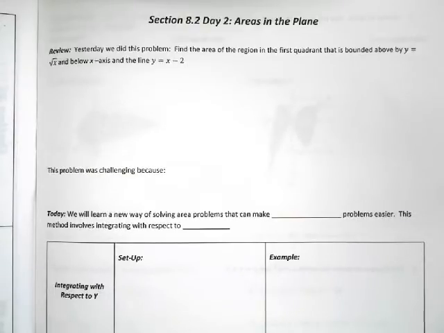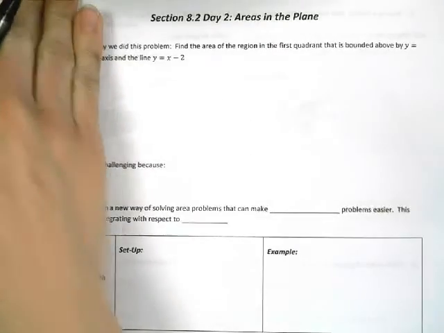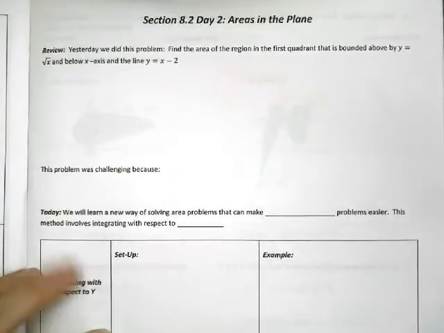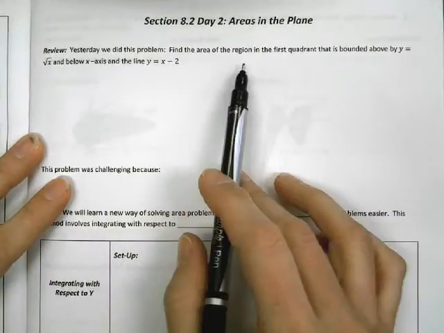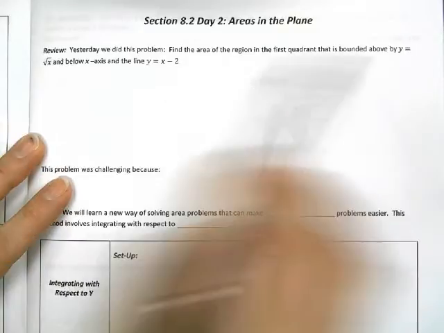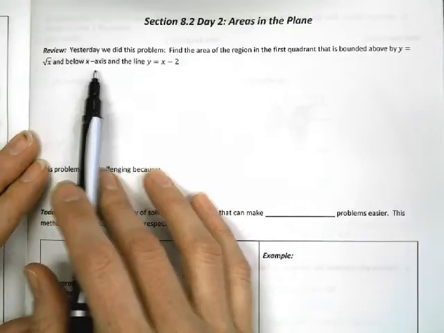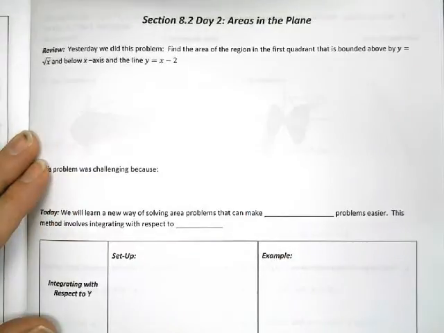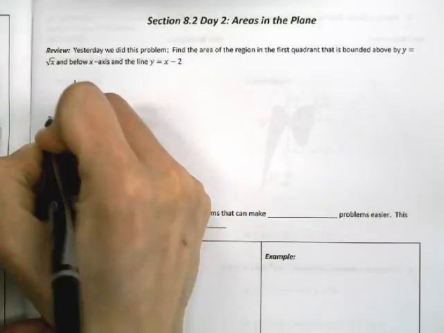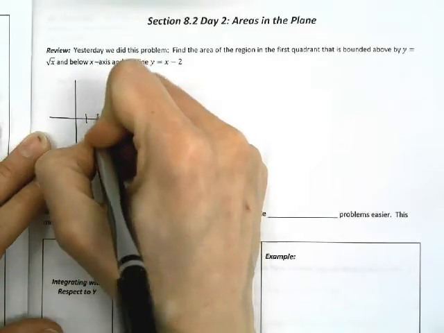So just to step back a bit, we're going to review a problem that we did yesterday. We're not going to go through and solve it, but we're going to set it up and take a look at what made it a little bit difficult. We were asked to find the area of the region in the first quadrant that is bounded above by y equals square root of x, below by the x-axis, and the line y equals x minus 2. So first I'm going to graph this just to give us a picture of what we're looking at.